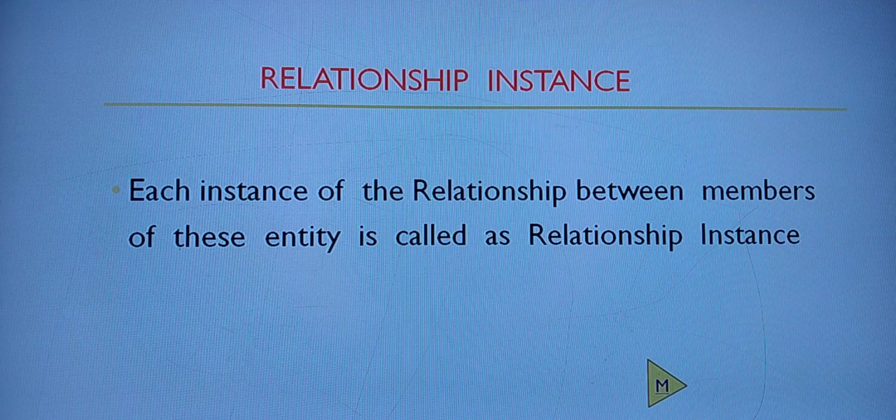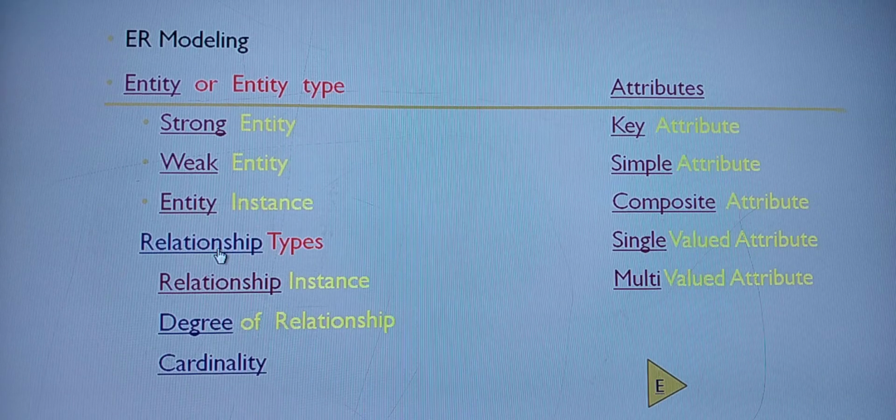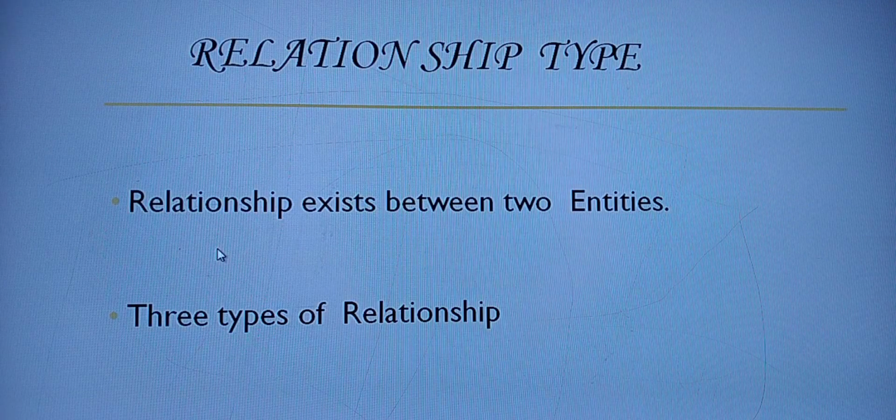What is a relationship instance? Before seeing the relationship instance, we can see what relationship types are. What do you mean by relationship? The relationship between two entities is called a relationship. If there is a relation between two entities, that is from A to B, it is called a relationship. There are three types of relationship. Under relationship type, you have three types.